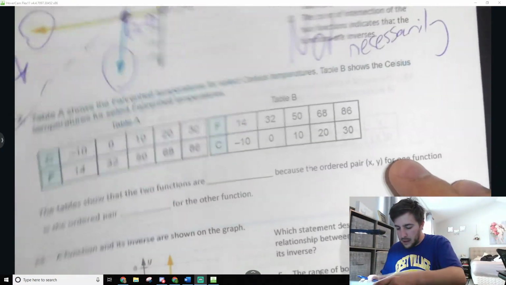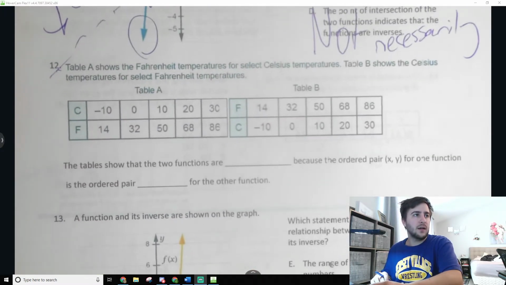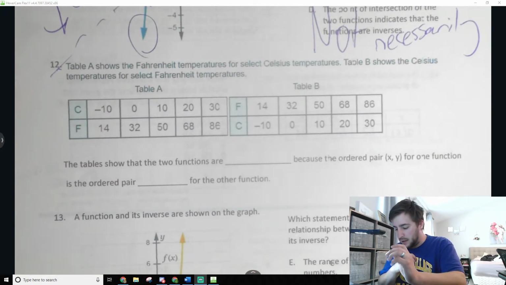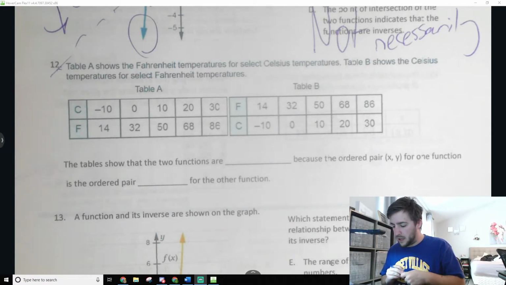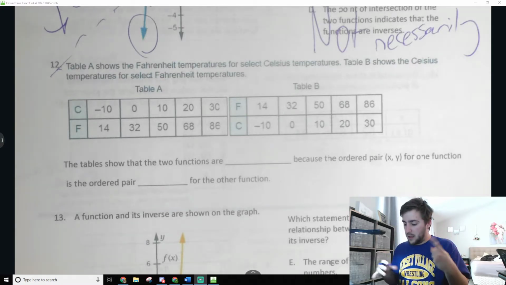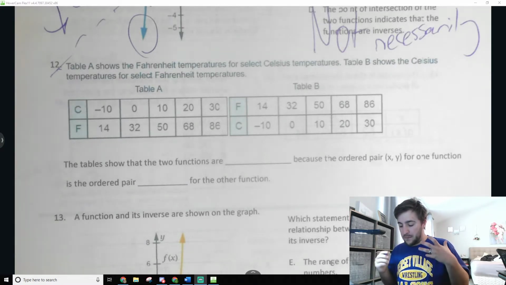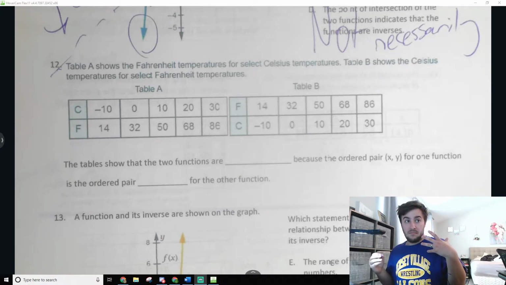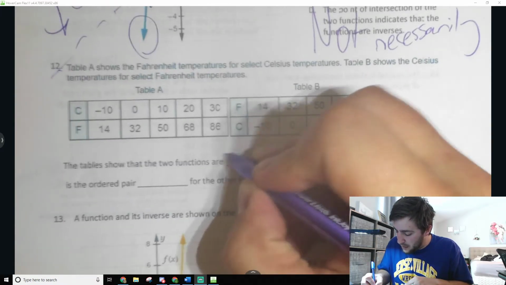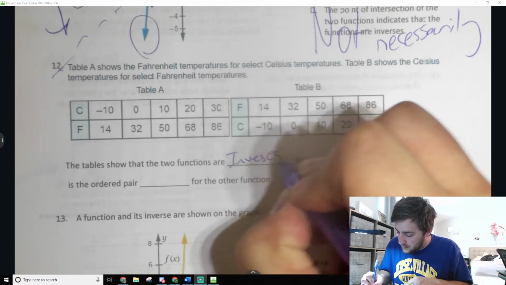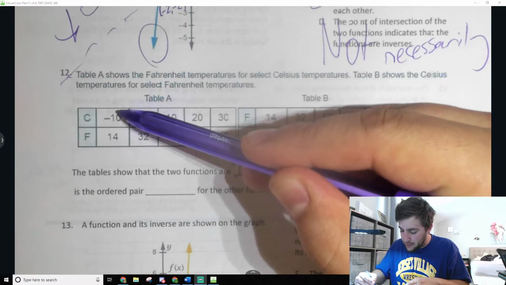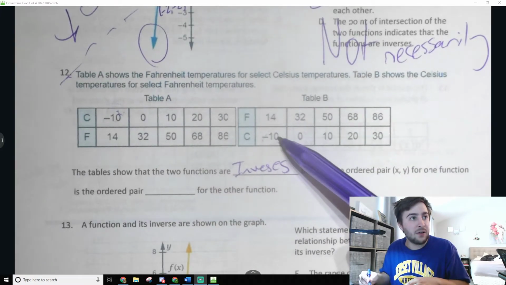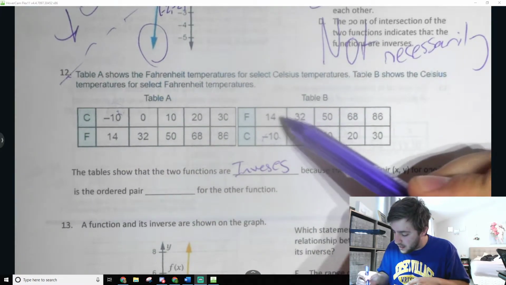Okay, let's keep going. Okay, table A, Fahrenheit temperatures and Celsius temperatures. So it's like a conversion between Fahrenheit and Celsius, all right? Table A shows the opposite. Okay, the tables show that the two functions are, this is where I'd say inverses, right? This would be inverses. Why are they inverses? Well, check it out. -10 for x on top here becomes -10 for y down here on this one, right? 14 as y becomes x, right?